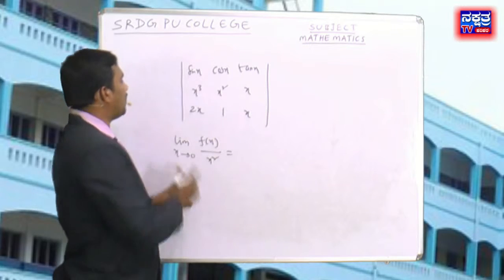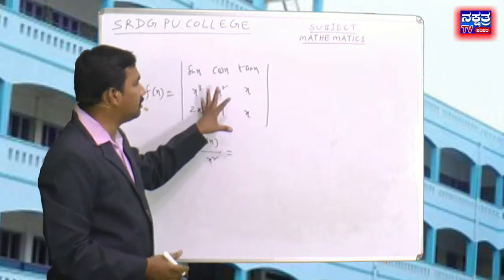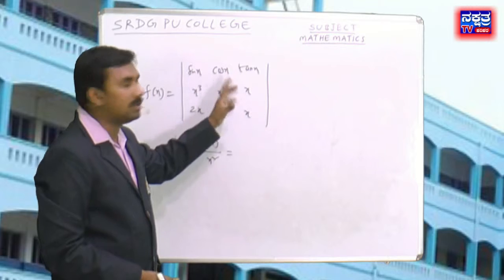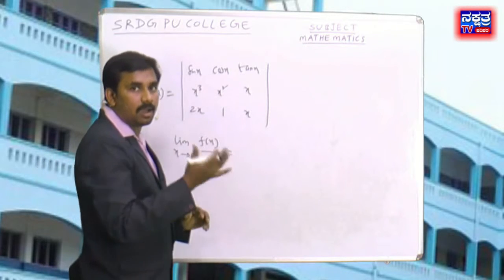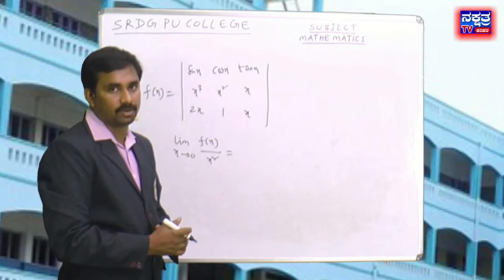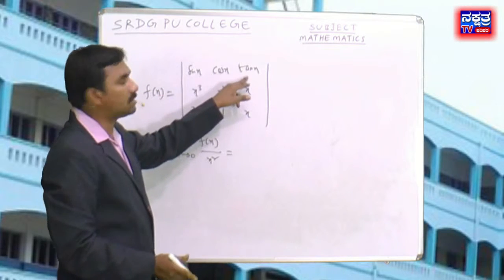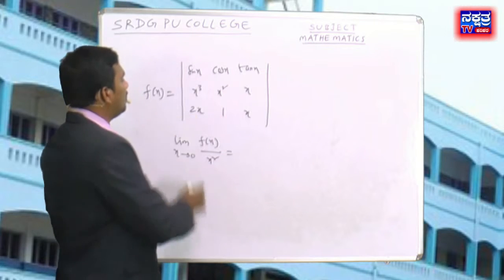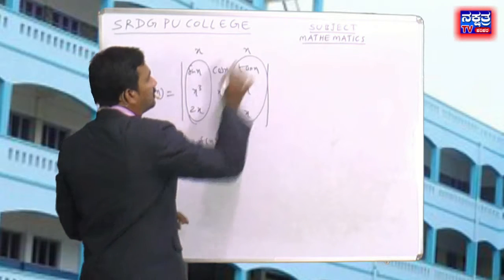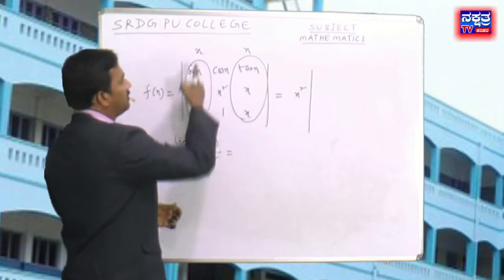Students, here this is the function f of x, a determinant. You know how to find the determinant with respect to any one row or any one column. So here you can find it directly or you can apply the properties of determinants. For this type of problem, it's better to apply the properties of determinants, because we have the formulas limit x tends to 0, sin x by x equals 1, tan x by x equals 1. So take x common from the first row and from the third row also x. Then we will get x square into the determinant.